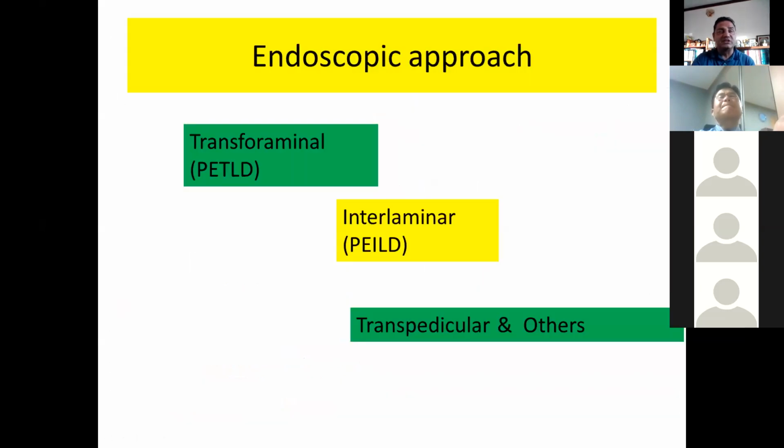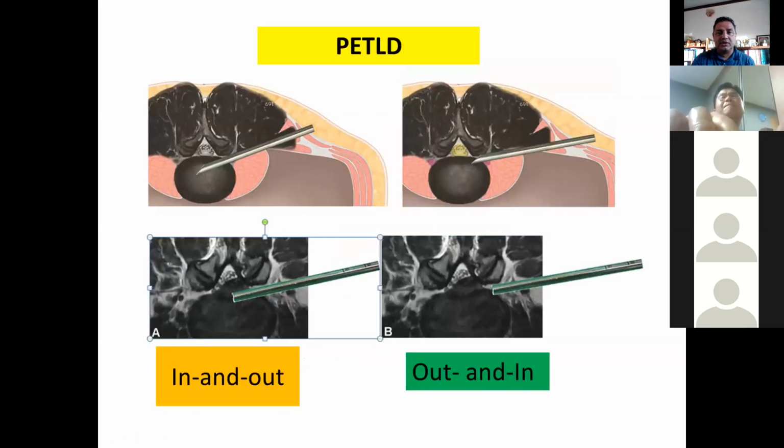An endoscopic approach can be transforaminal, interlaminar, transpedicular, and others. The endoscopic transforaminal discectomy can be divided into inside-out and outside-in approaches. In the inside-out approach, we approach the disc directly, inserting the instrument into the disc itself. Whereas in the outside-in approach, we do not go inside the disc. We remain outside, target the pathology, and do the discectomy.